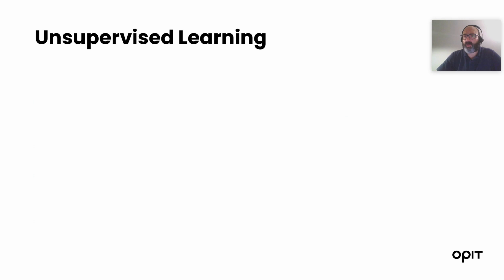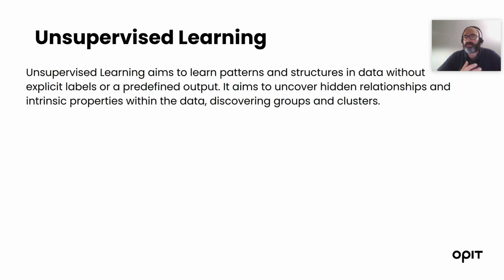Let's delve a bit more now into the other strategy, unsupervised learning. It aims to learn patterns and structure in data without the use of explicit labels or a predefined output. Unsupervised learning aims to uncover hidden relationships and intrinsic properties within the input data and is able to discover groups of patterns inside the dataset.